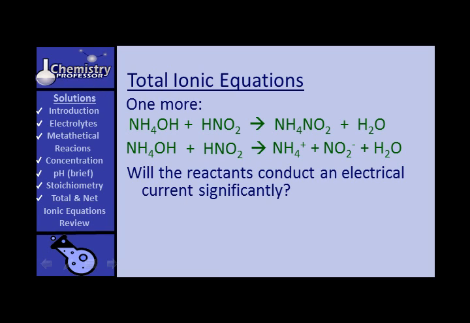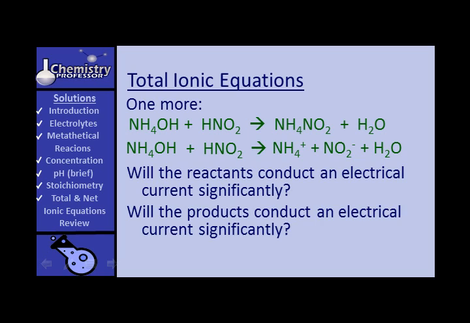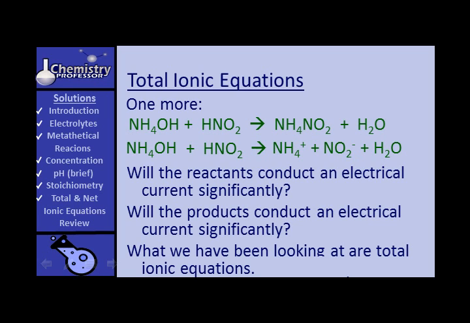Now, look folks, will the reactants, the ammonium hydroxide and the nitrous acid, before we even begin, conduct an electrical current significantly? The answer is no, they won't. They have so few ions in solution. Well, what about the products? Will they conduct an electrical current significantly? And the answer is, yeah, ammonium ions and nitrite ions certainly will. What we've been looking at so far are total ionic equations. And it's time now to convert and look at some net ionic equations.